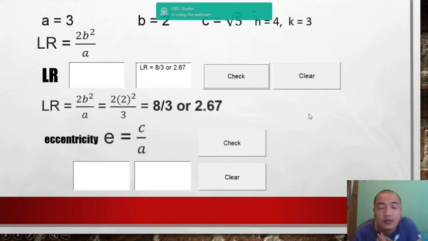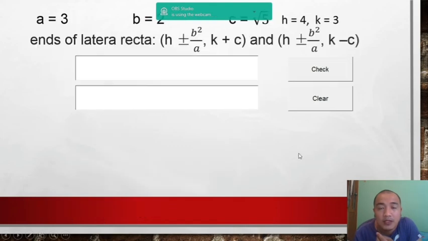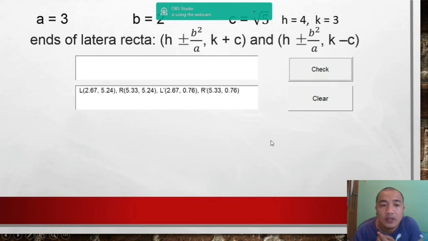And how about eccentricity? C over a. Square root of 5 over 3 is equivalent to 0.75 using your calculator. Okay? How about the ends of the lateral recta? We have here the formula. Substitute all the values of h, k, a, b, and c. Then we will come up with here.